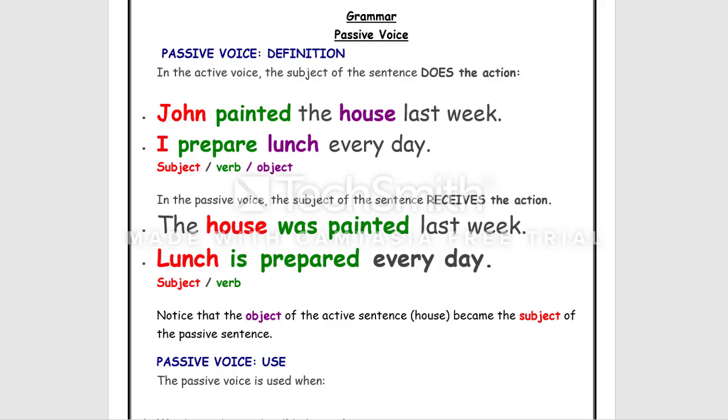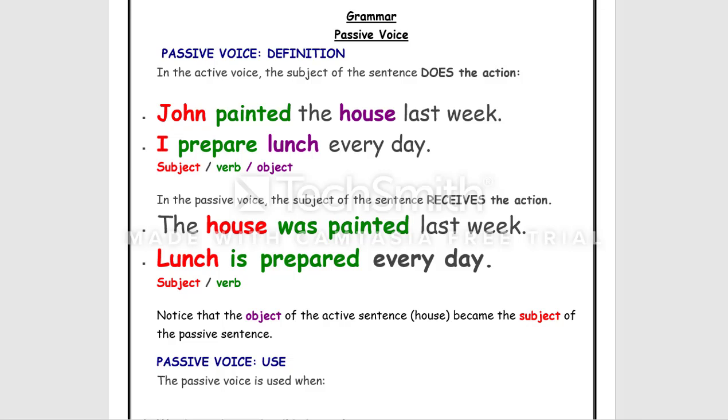For example, the house was painted last week. Lunch is prepared every day. Notice that the object of the active sentences, house and lunch, became the subjects of the passive sentences.